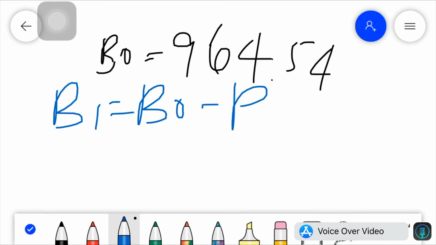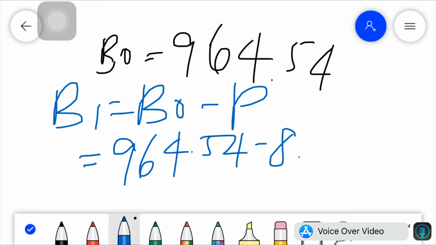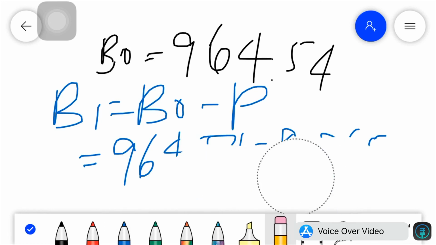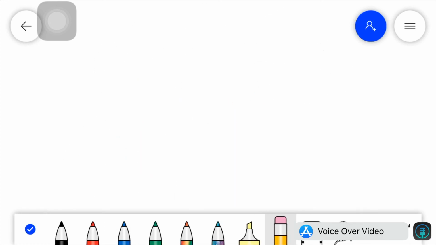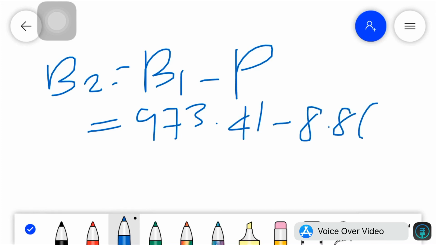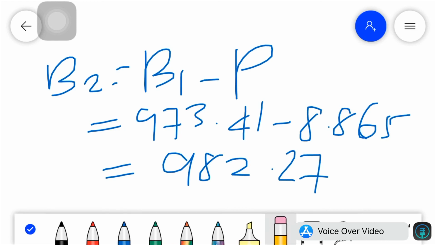Now we calculate B1. Same, B naught minus P. We already have the value for B naught, so write it down again, 964.54, and minus the value of P that we already calculated before, which is 8.865, and you will get the answer for B1, which is 973.41. Next, we calculate B2. B2 is B1 minus P. Take the value of B1, 973.41, minus 8.865, and you will get the answer of 982.27. That is for B2.